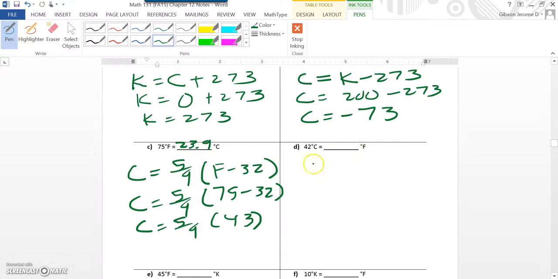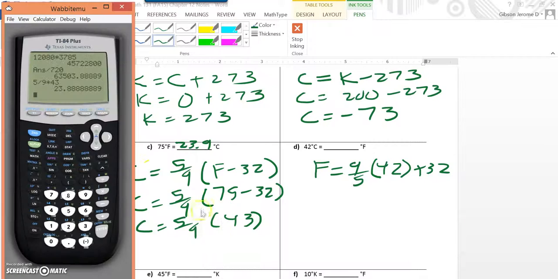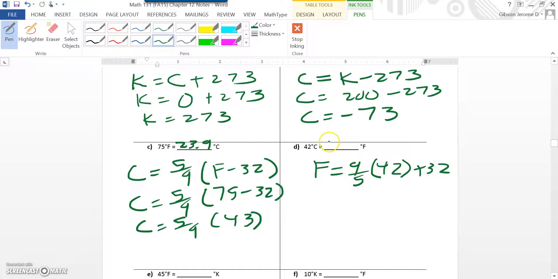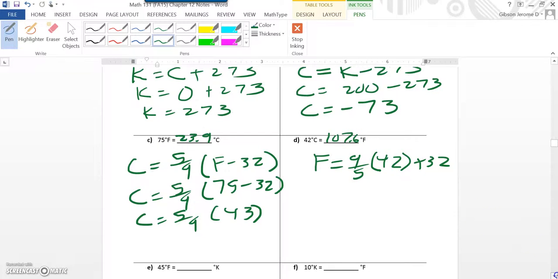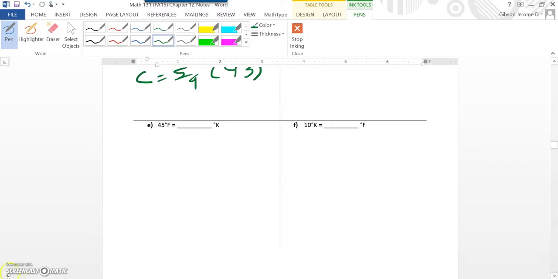Now we want to go from Celsius to Fahrenheit. So we'll do Fahrenheit is equal to 9/5 times the Celsius. The Celsius is 42, plus 32. So we would take our calculator and we would have 9 divided by 5 times 42 plus 32. And that will give us 107.6 for our Fahrenheit.